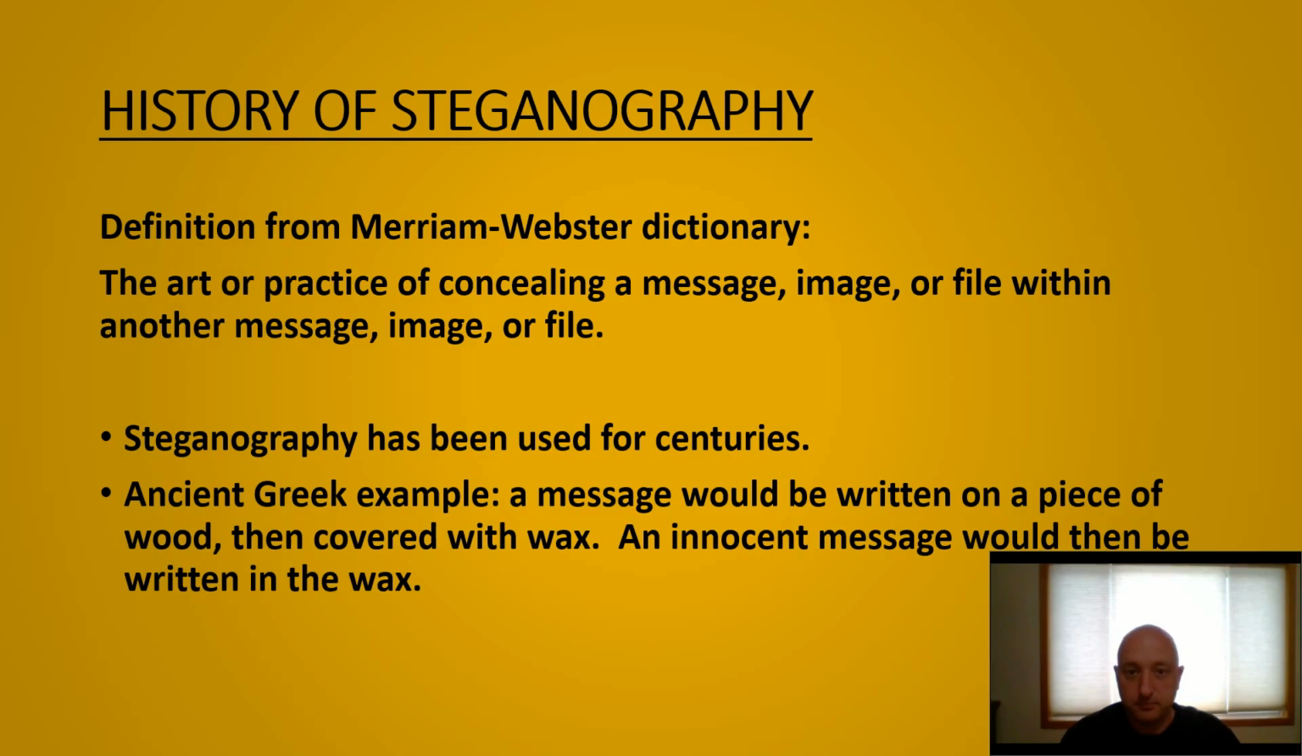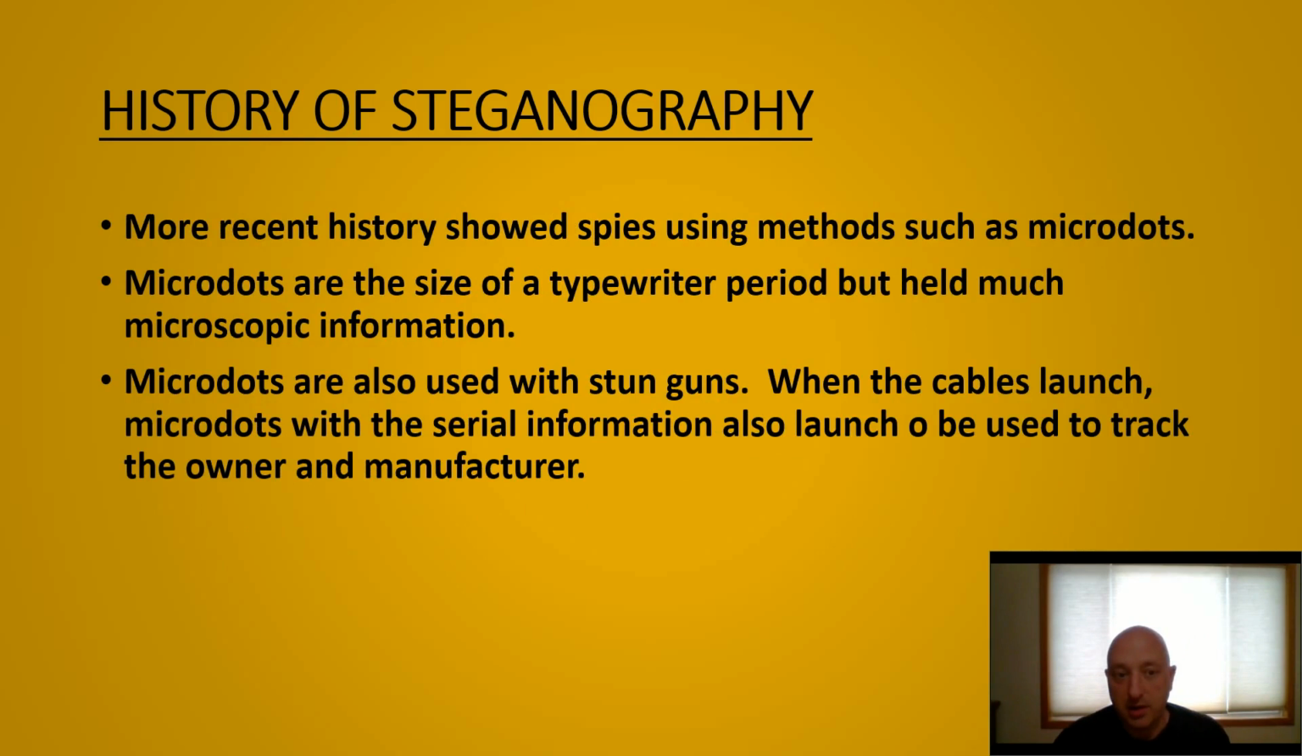More recent history shows spies using methods such as microdots. Microdots are wee little, about the size of a typewriter period, and it was photographic images compressed down into a microscopic form on there. Microdots are also used, which a lot of people don't know about, in stun guns, not the small ones, but the ones that actually project the electric cables. When the cables launch, the microdots with serial information so they can track the owner and manufacturer disperse all over the ground.